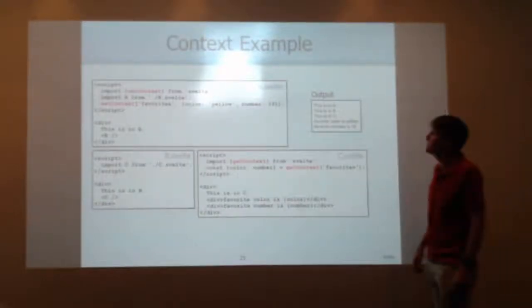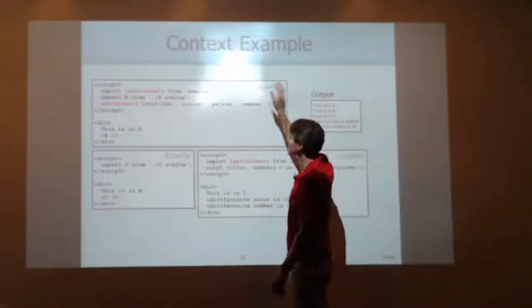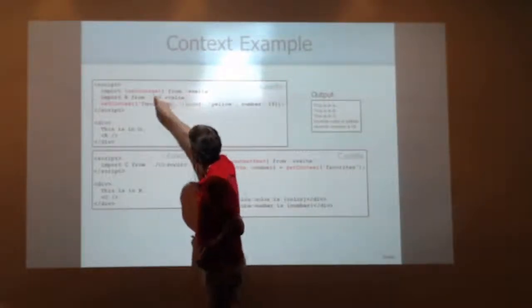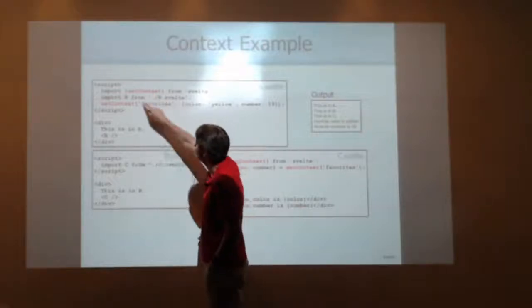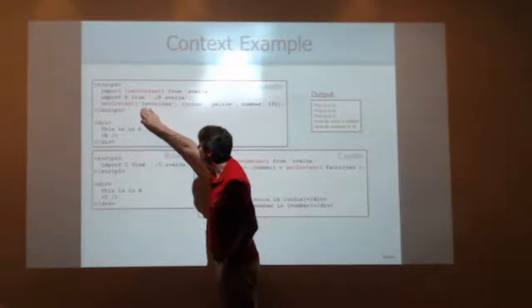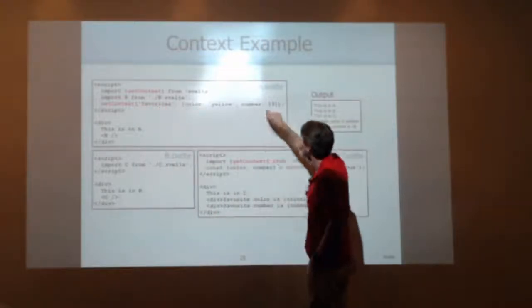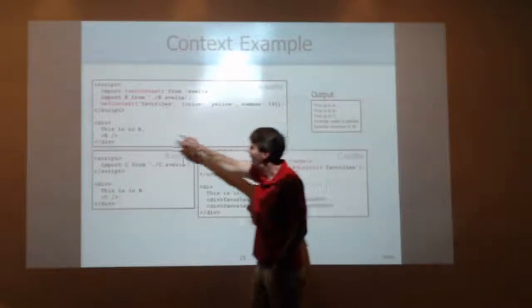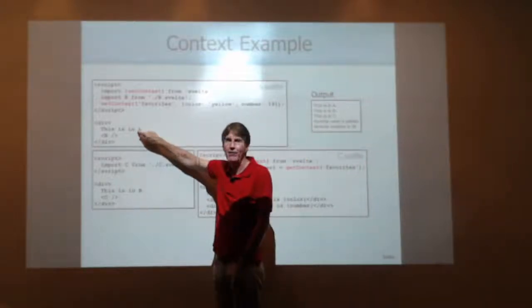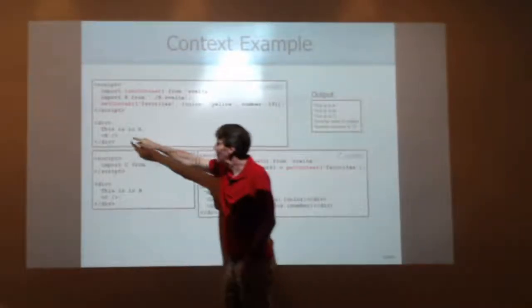So here's a quick example. I've got this component that I'm calling A just by the file name, and it's pulling in setContext, and then I'm going to import the B component that is down here, and then I'm going to set context, and I call it favorites, and it's an object that has my favorite color and my favorite number. And then I'm just going to render, "I'm in A right now." That renders out this line. And then I want to render my B component.